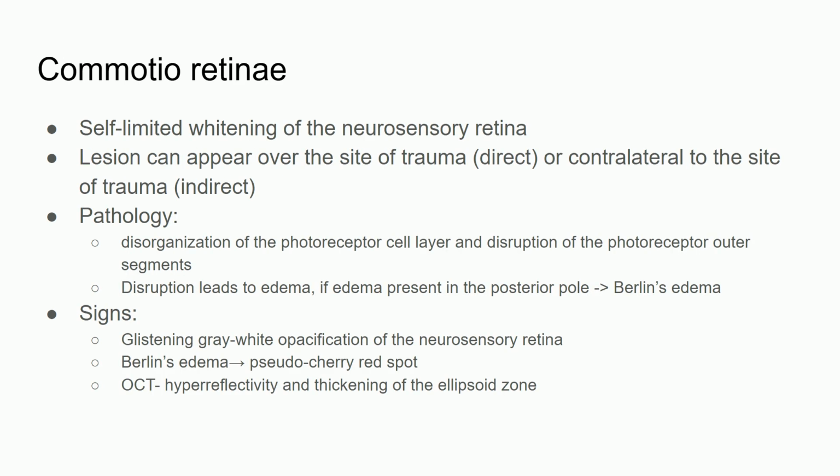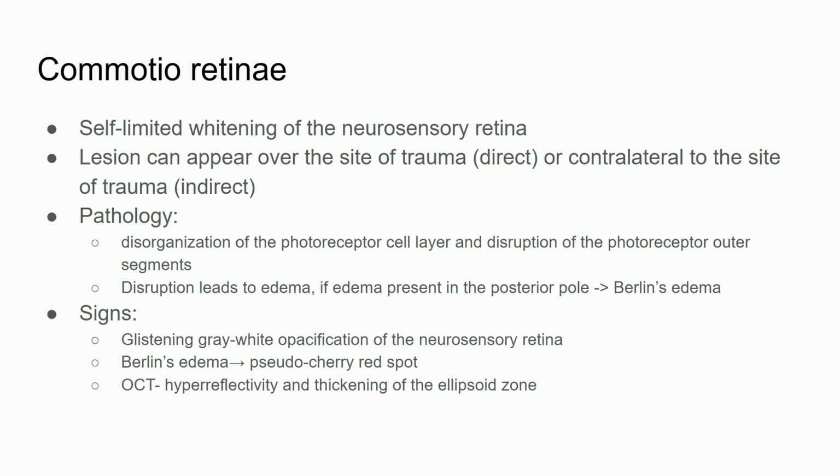The first one is commotio retinae. This is a self-limiting widening of the neurosensory retina. It can appear at the site of trauma or contralateral to the site of trauma, which is indirect. What happens in commotio retinae is there's disorganization of the photoreceptor cell layer and the outer segments more specifically. This disruption can lead to edema if it's present in the posterior pole.